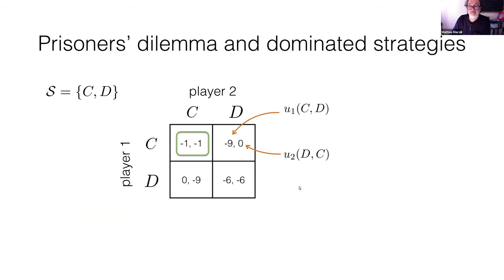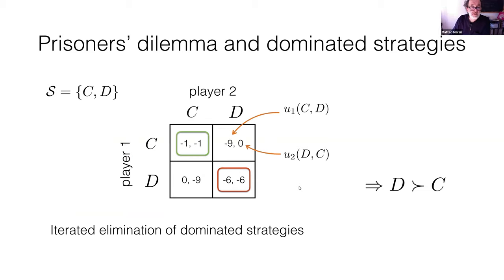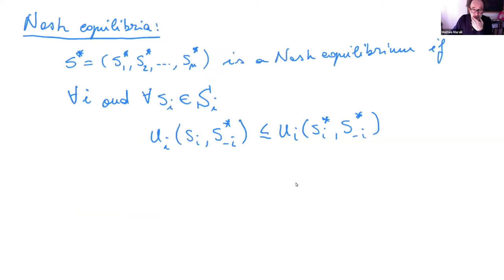So the problem with iterated elimination of dominated strategies is that it doesn't always work. So what John Nash did was at a certain point to formalize what is a good notion of a solution for a game. And this solution is called a Nash equilibrium.